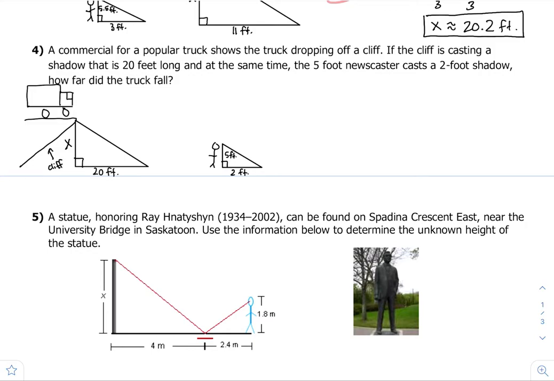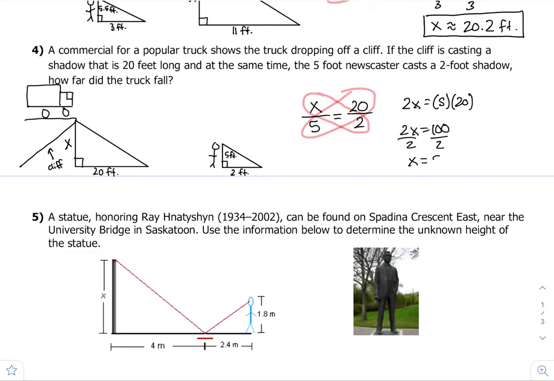So, again, I can mix and match it, right? So I'm going to do the height of the fall, which is x, over the height of the newscaster, which is 5. That means I need to do the shadow of the cliff over the shadow of the newscaster, which is 2. Now you guys, we cross multiply. 2 times x is 2x, and then we got 5 times 20. 2x is equal to 100, divide both by 2, and x is equal to 50 feet. So the fall would have been 50 feet tall.